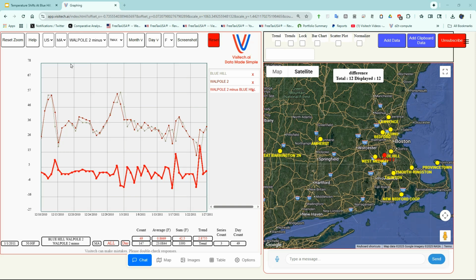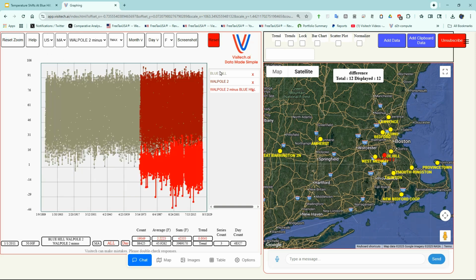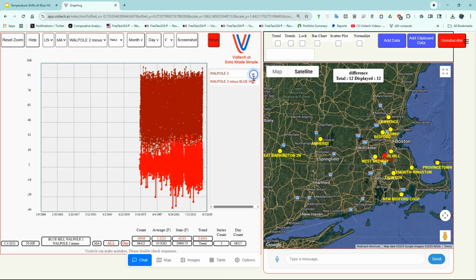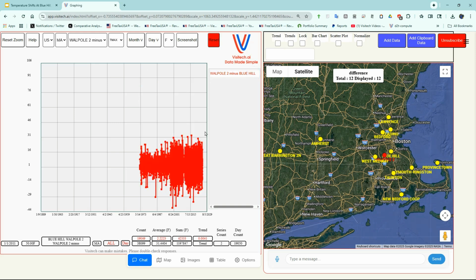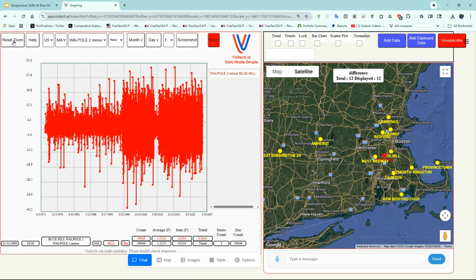To answer that question, I'm going to reset the zoom and only look at the temperature difference series. Now I'm going to reset the zoom one more time. You can see there were very distinct periods of time when the temperature difference between the two stations was much larger than it was at other times. Now let's put a trend line on this to see if it actually affects anything.